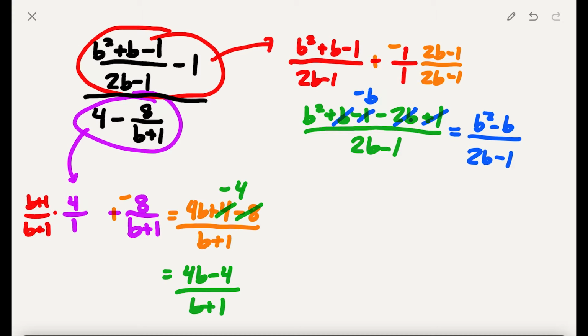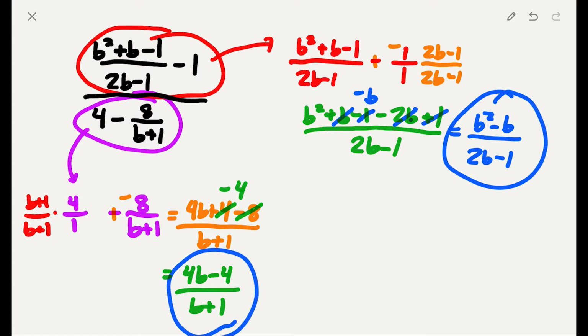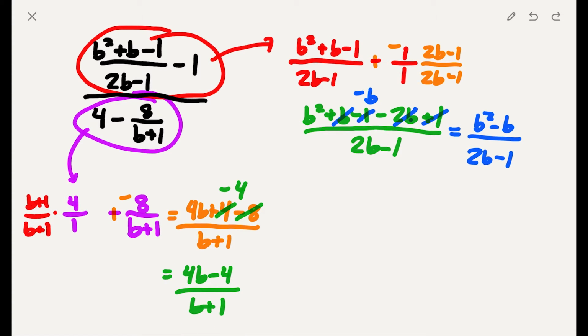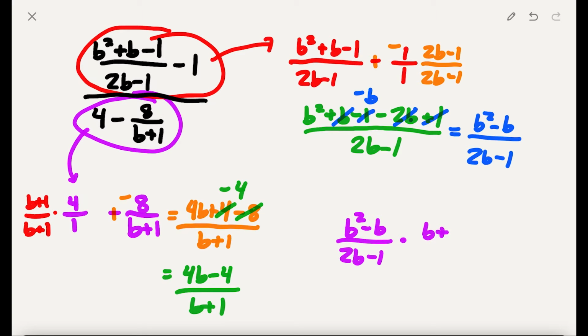Now we are dividing this part right here that I just circled with this part right here. Okay, so what I'm going to do is just multiply by the reciprocal of that second one. So it's going to be b squared minus b over 2b minus 1 times the reciprocal of this expression right here. So you end up with something like that.